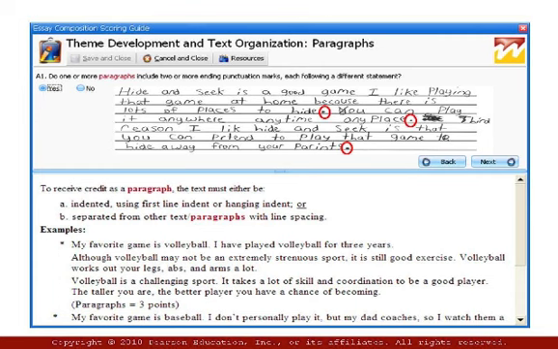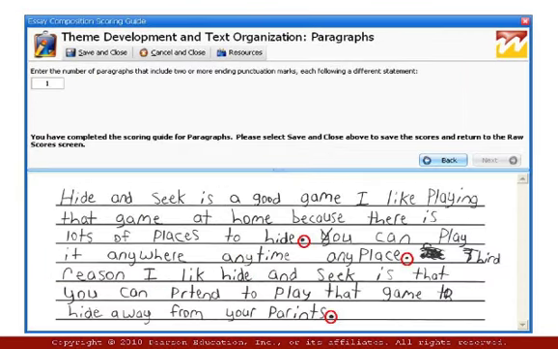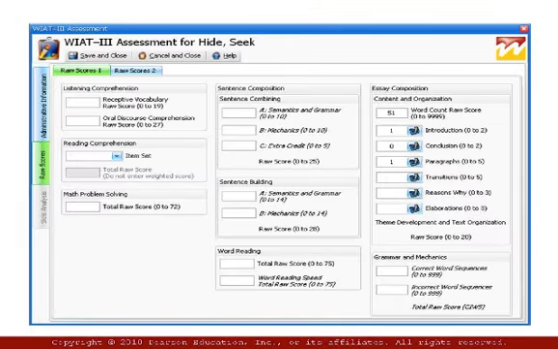And then it'll ask you the final question here, how many, and you'll actually enter that number. Enter the number of paragraphs that include 2 or more ending punctuation marks, and that number is 1. In this case, just like on Essay 24, you'll notice it's only one body of text. So in this case, what will determine whether or not the score is going to be 1 would be the number of ending punctuation marks, which in this case is 3. So now you have a score for paragraphs, and you'll notice it's 1. Then you go on to transitions.